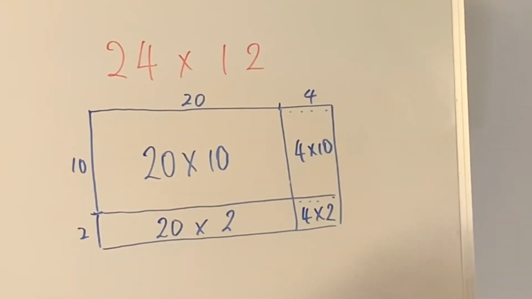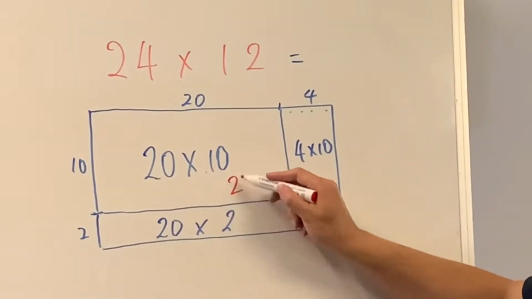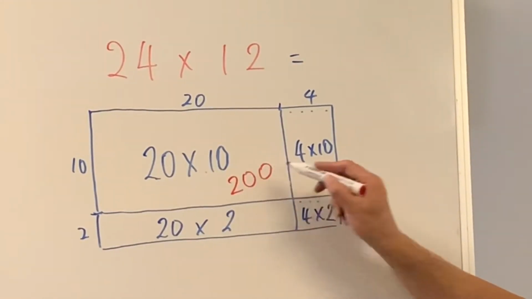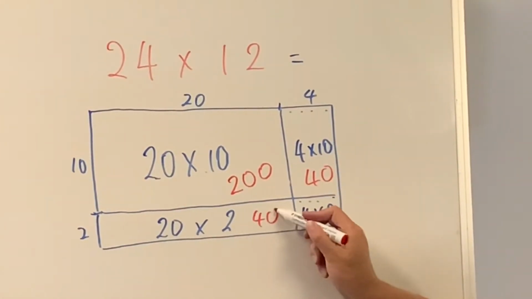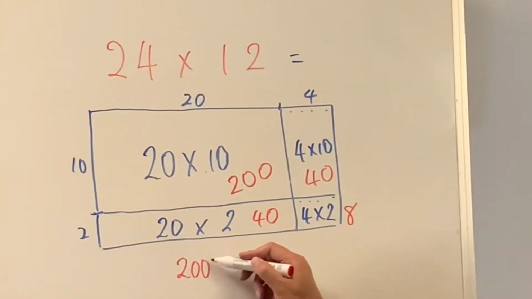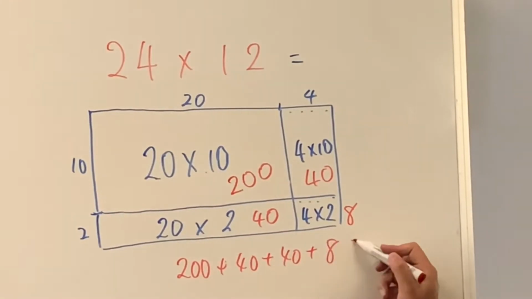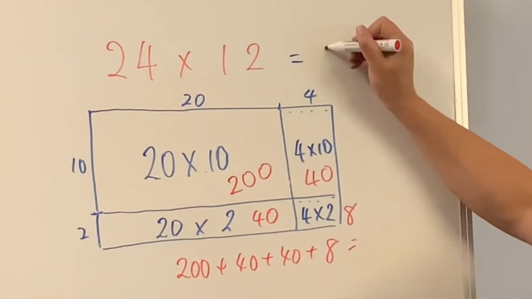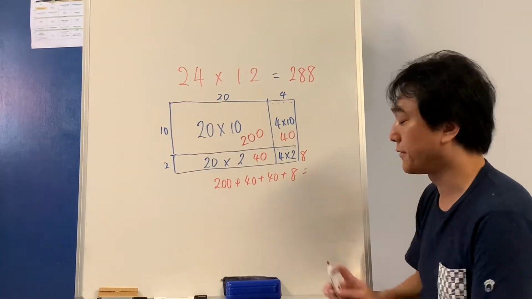So 24 times 12 becomes 2 times 1 is 2 and 2 zeros, 200 plus 40 plus 40 plus 8. 288 is the answer. Now your turn.